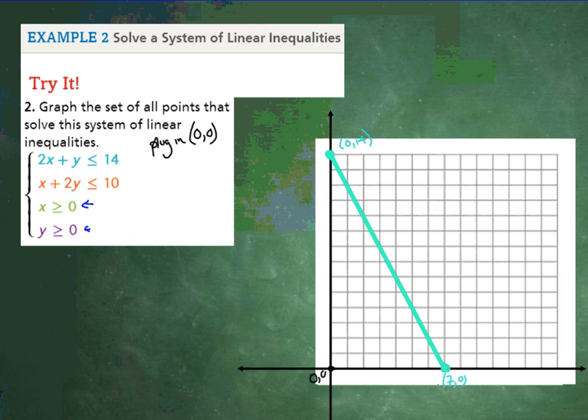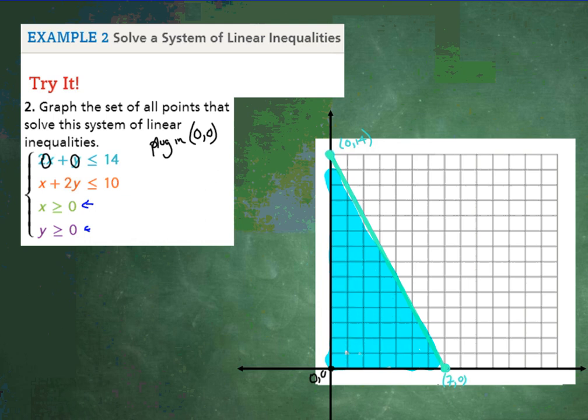So let me tell you why I'm saying that. If I plug in 0, 0, I get 0 plus 0, which is 0. Is that less than 14? The answer is yes. So I'm going to shade down here. Okay, I'm going to shade down here. Now, I know I'm kind of cheating with my highlighter here, but you guys can shade. I'm going to show you how you could do it.